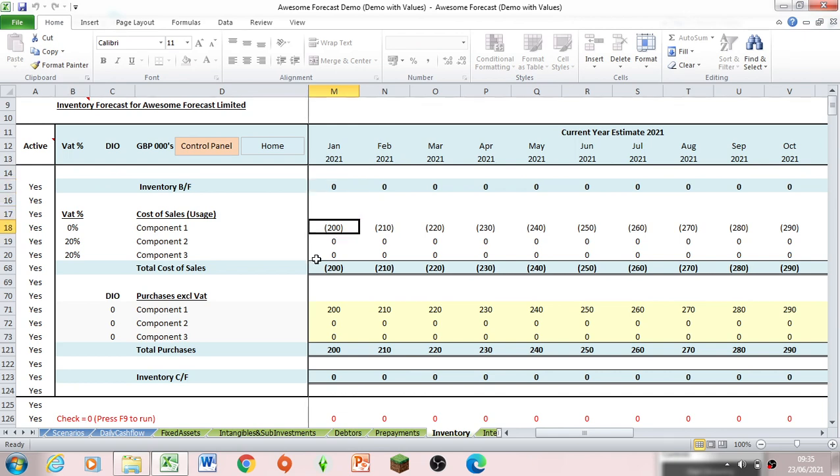We're expecting to sell 200 in the month, and therefore we only need to buy enough for the current month, which is 200. So our carry forward stock is 0 because we entered that we don't hold any stock.